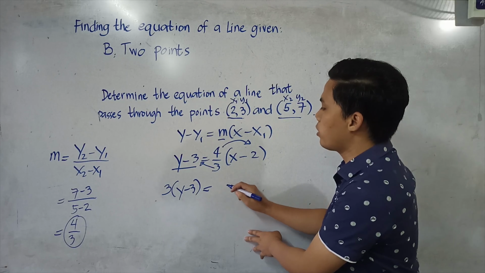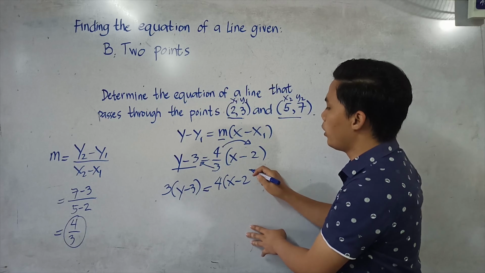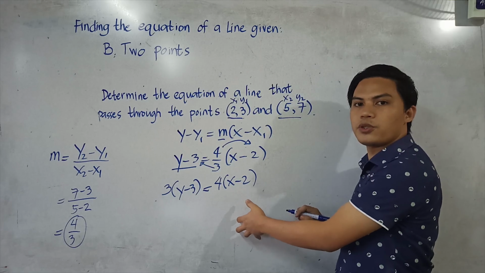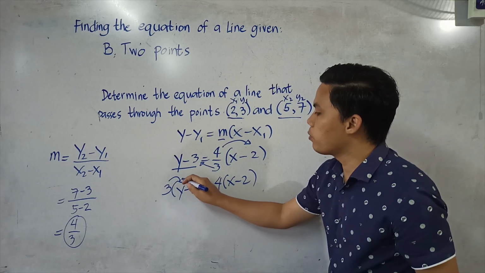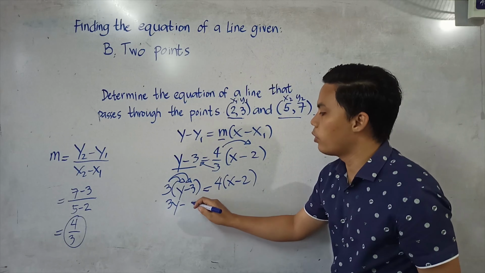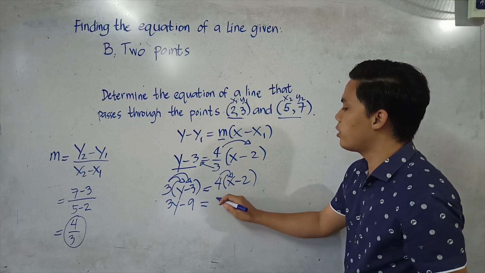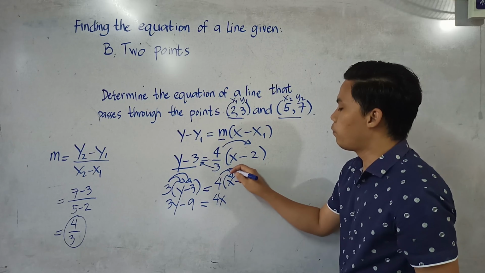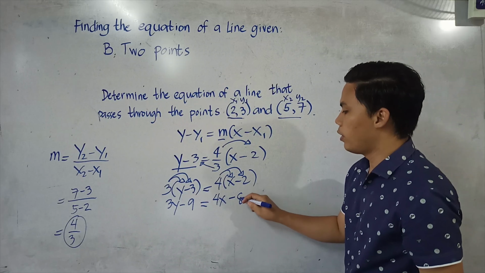Okay? Next. Then we have 4, susulat ko muna ulit. 4 times the quantity of x minus 2. And after that one, we're going to distribute 3 times y is equal to 3y. 3 times negative 3 is equal to negative 9. Is equal to 4 times x is equal to 4x. And 4 times negative 2 is equal to negative 8.